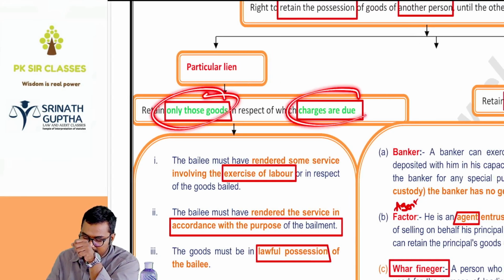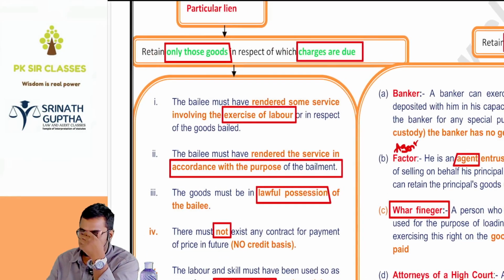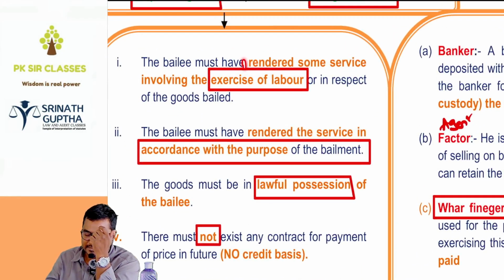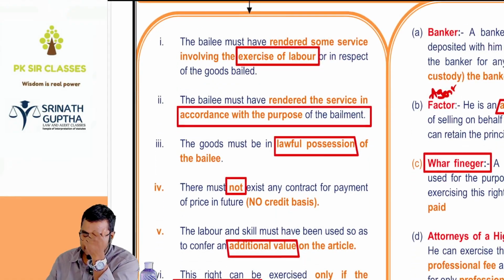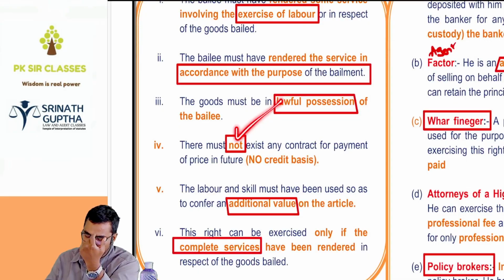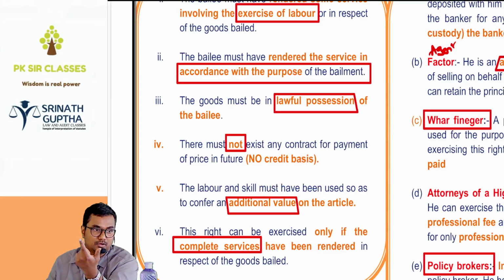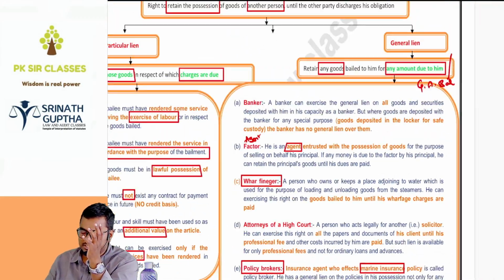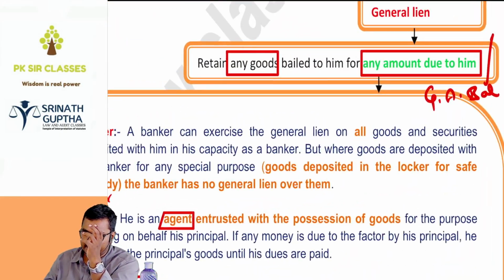Right to retain only those goods on which service is due. We can exercise this right if and only if I'm exercising some labor on the goods because of that term, है ना बेटा. I am providing the services as per the terms and conditions, and I must be in the lawful possession of the goods, and there is no credit because of my services. There is additional value on the goods because previously it was not working, now it is working. And I can exercise this lien only after providing the complete services.